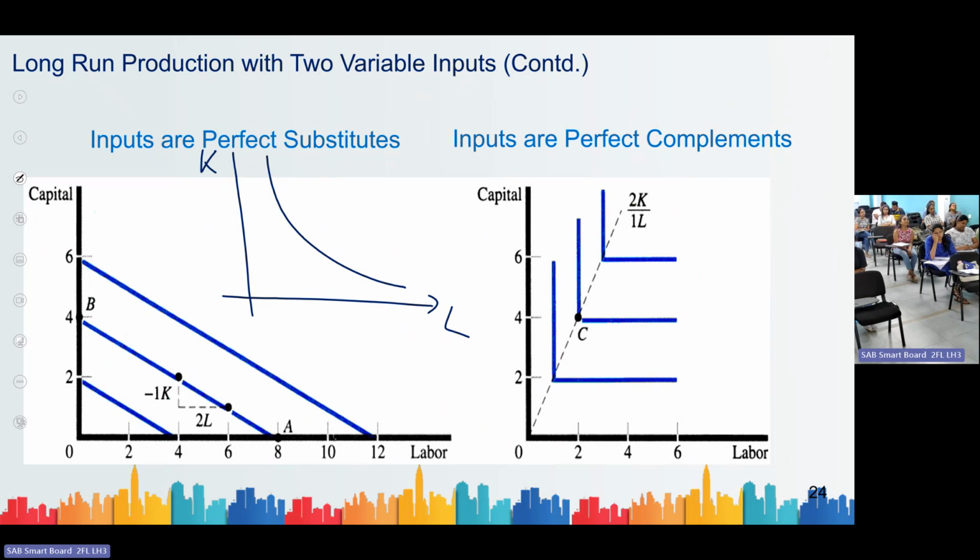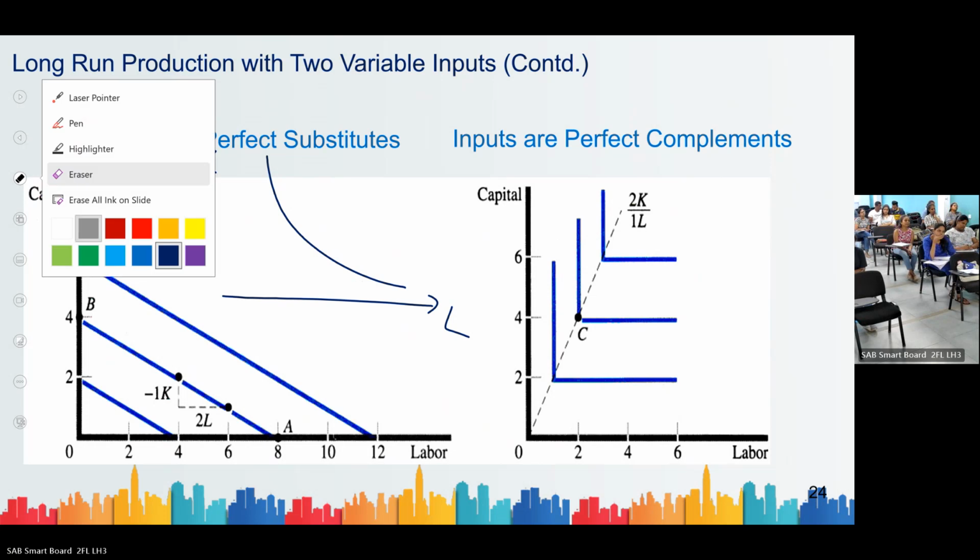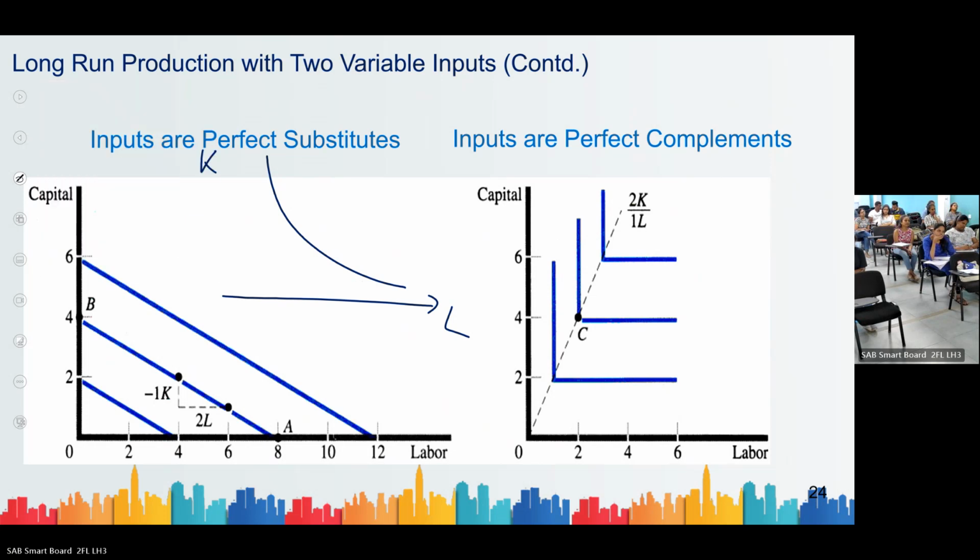It's convex to the origin. At the same time, slope is declining. So let's say the firm here utilizes 2 units of labor, 3 units of labor, 4 units of labor, 5 units.